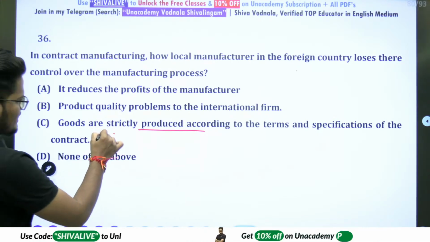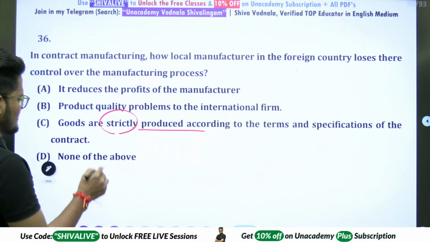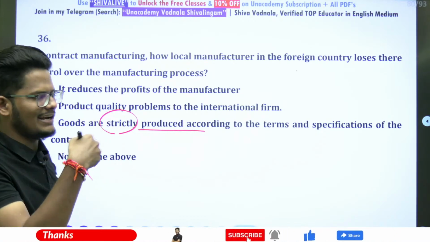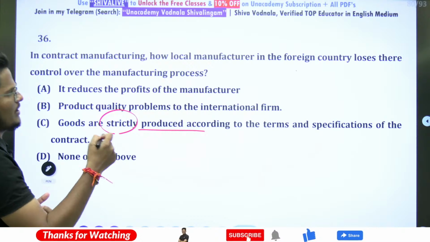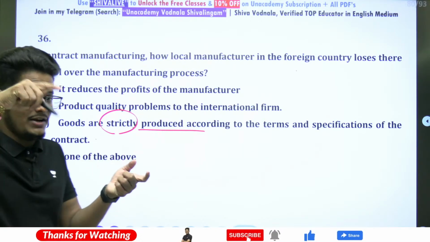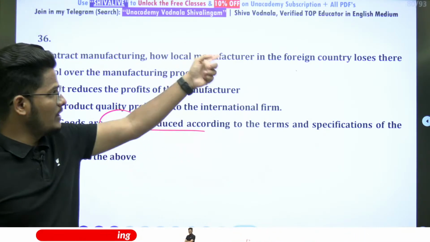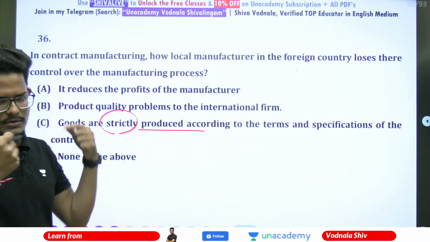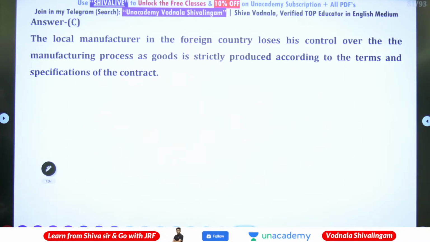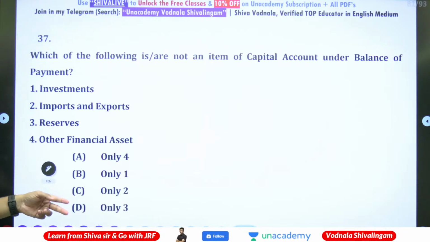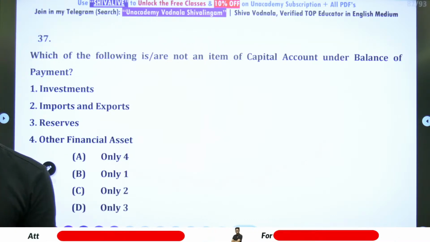When goods are strictly produced according to the terms and specifications of the contract made by the Indian contractor with a foreign manufacturer, obviously the foreign manufacturer, that is the local manufacturer in their host country, will lose their control to the person who made the contract. So that is why option C must be the correct answer. Local manufacturer is inferring the host country manufacturer.